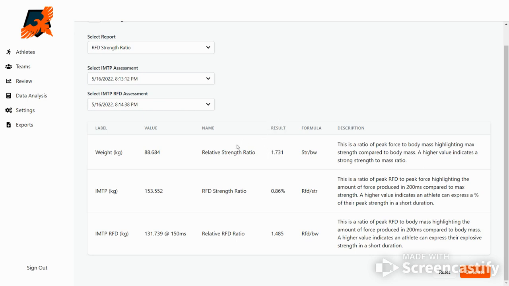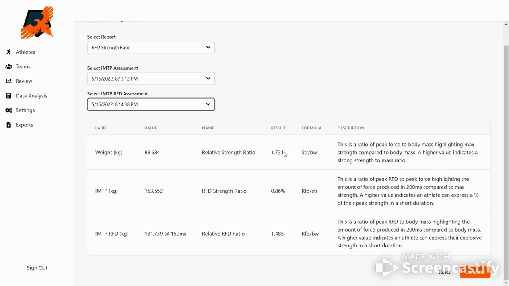One of the things that we're doing with this is giving these tools to everybody so that it's super simple to use an isometric mid-thigh pull RFD assessment, literally one device. You can do this on the gStrength. You can do it on force plates, but it's one device that gives you two numbers compared with your body weight to give you your relative strength ratio.